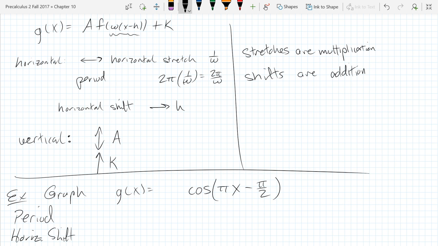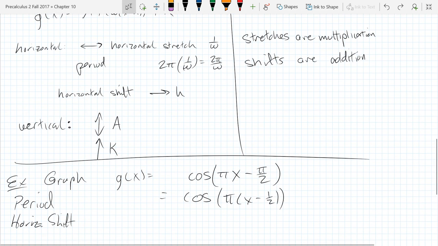So what I have to do is factor out the coefficient of x. So I have to factor out a pi. So when we factor out pi, we're going to have x minus 1/2. So I'm just taking pi out of those terms. I took it out of there. I factored it out because I have to factor out the coefficient of x.